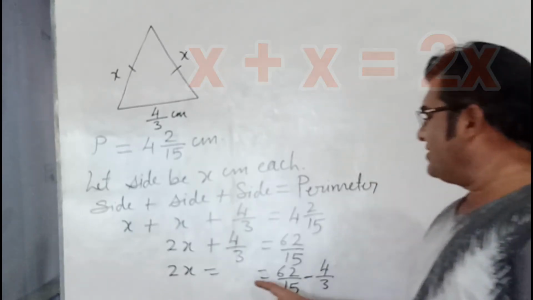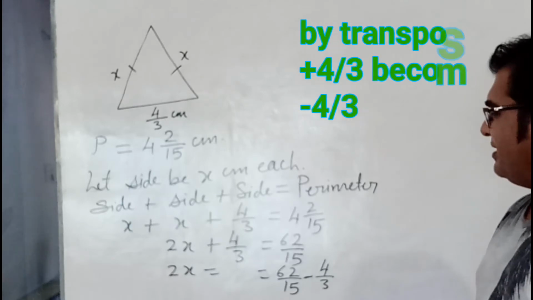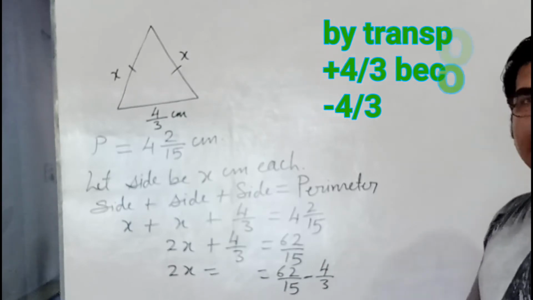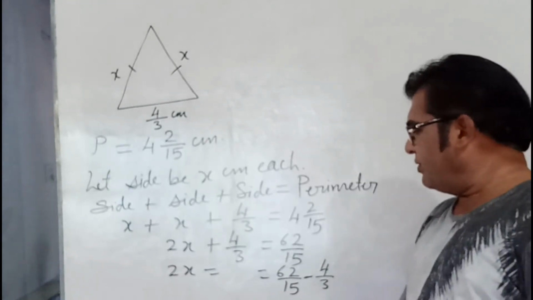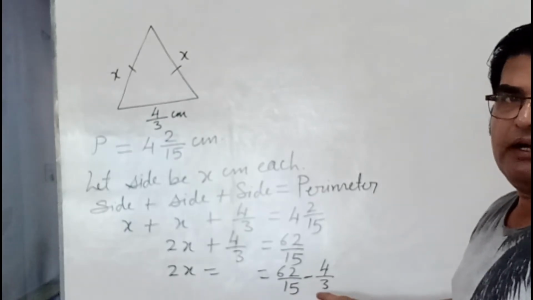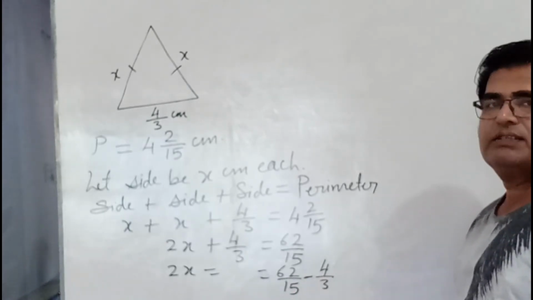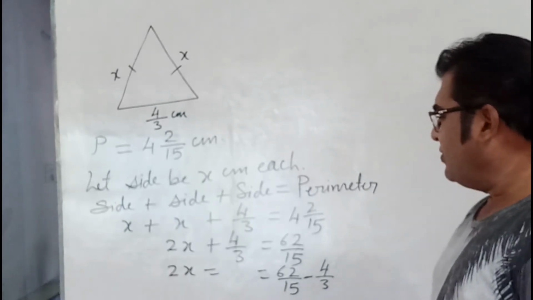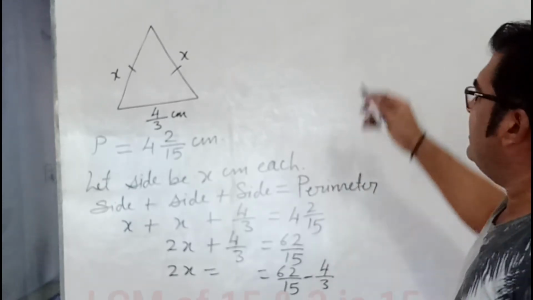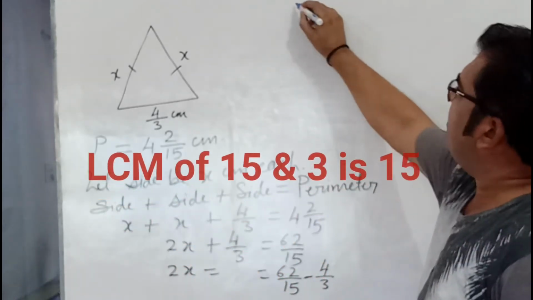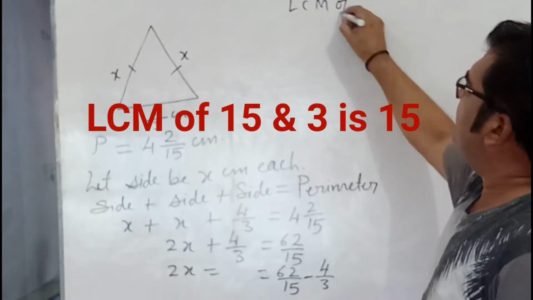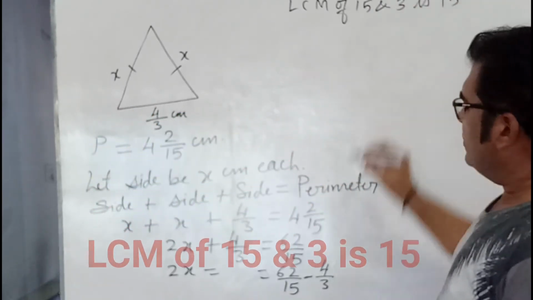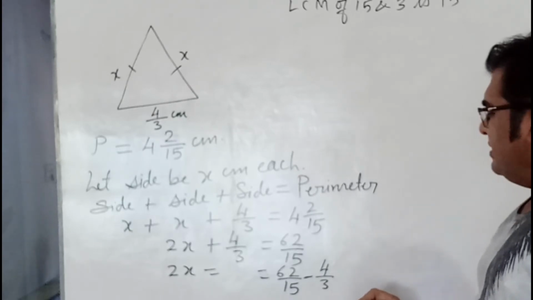Then 2x equals 62/15 minus 4/3. Minus 4/3, because positive 4/3 when we transpose it becomes negative 4/3. Then we have to make equal denominators of the rational numbers. These are rational numbers, and subtraction of rational numbers can be done only by making their denominators equal. So first take the LCM of 15 and 3. The LCM of 15 and 3 is 15. So we make their denominators 15.